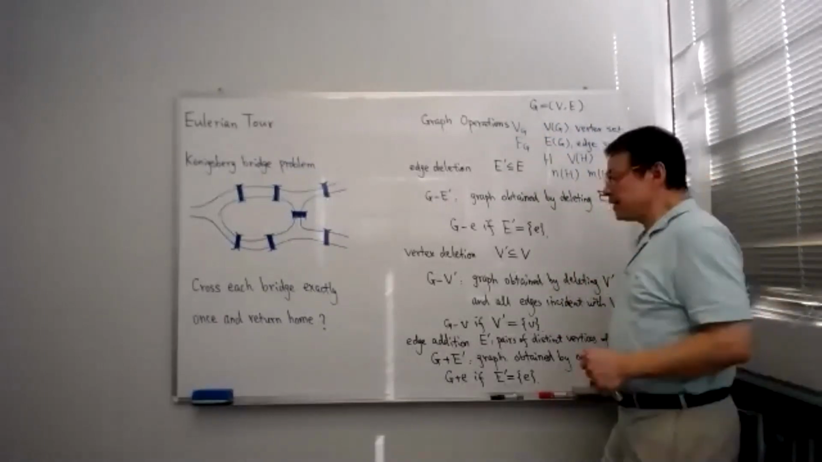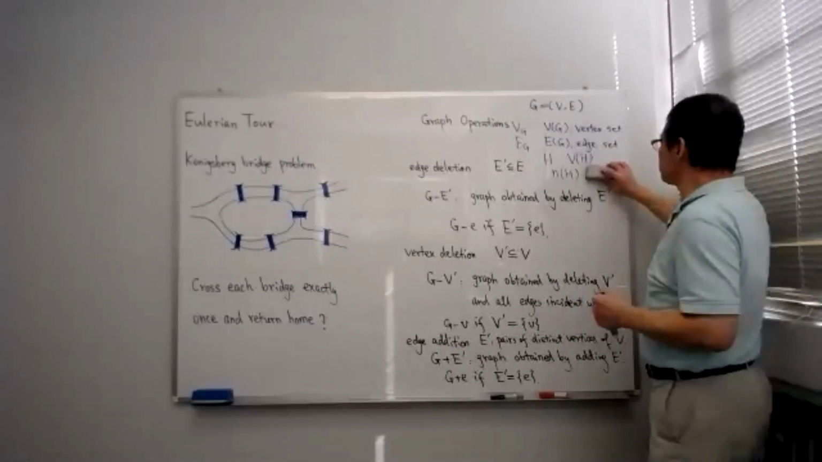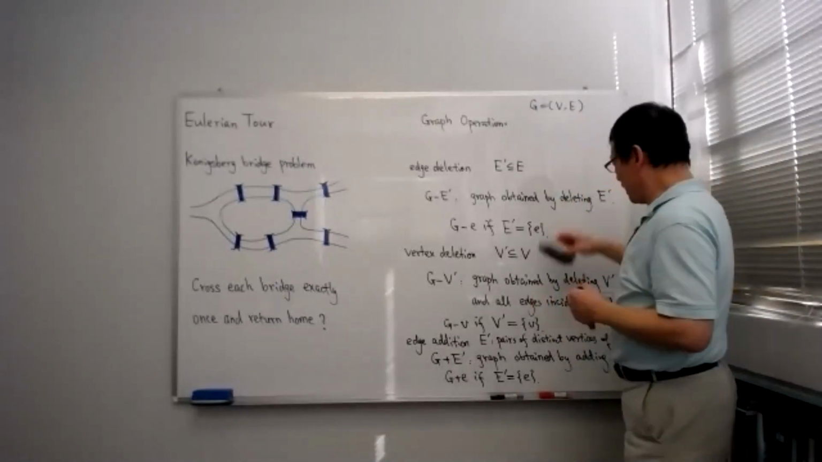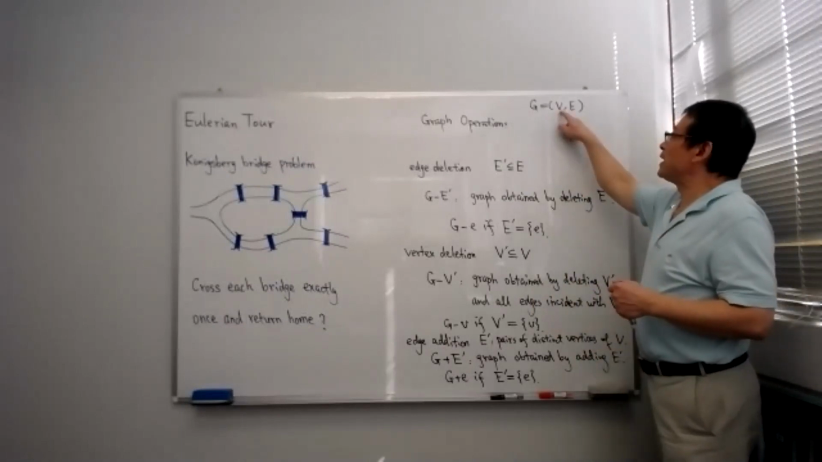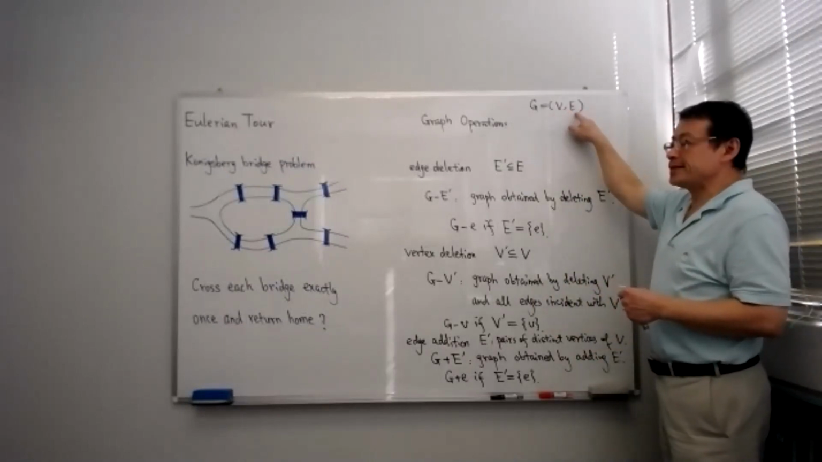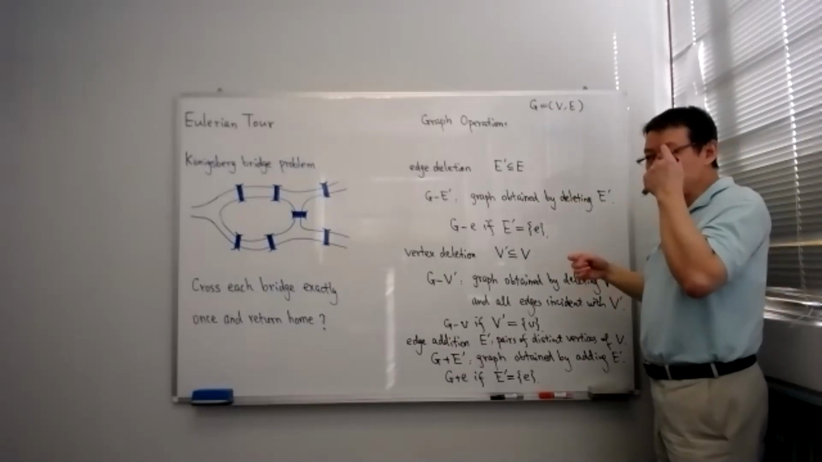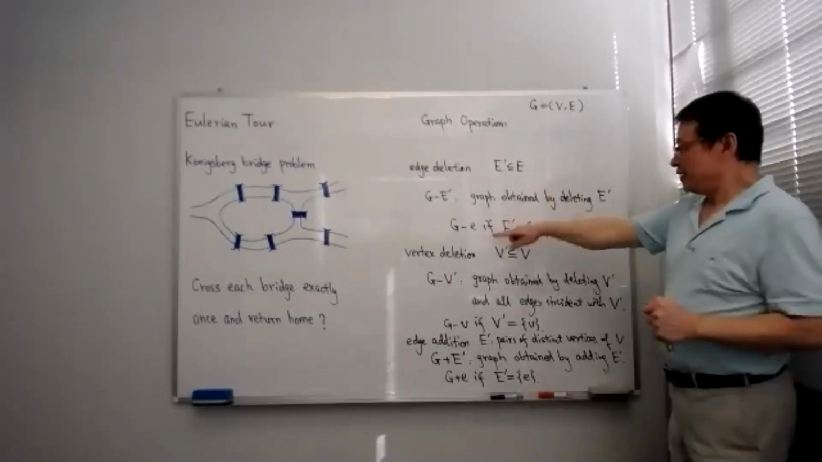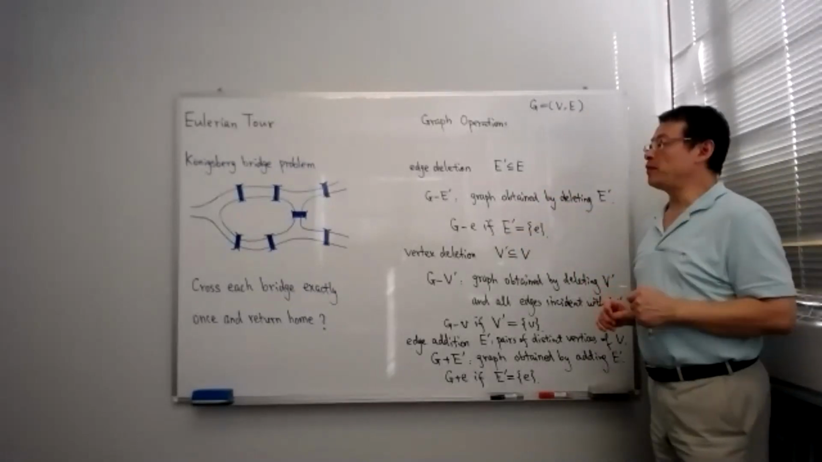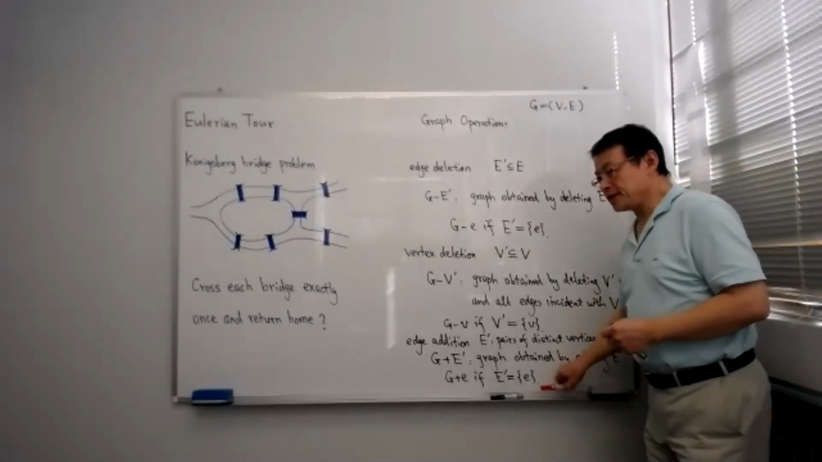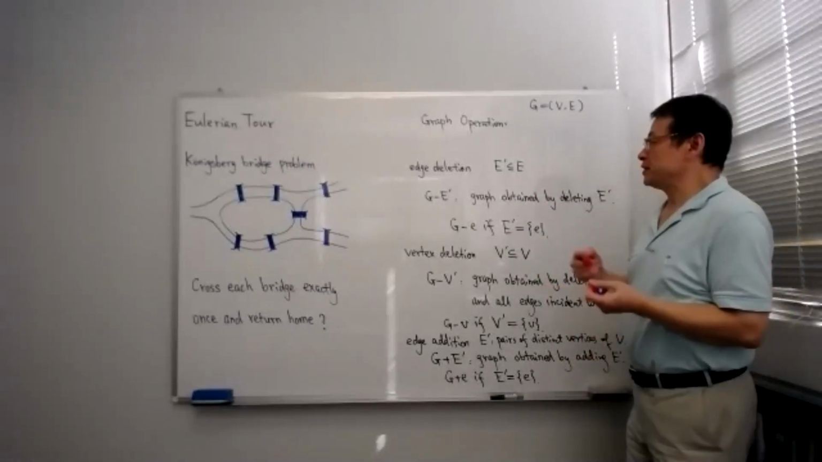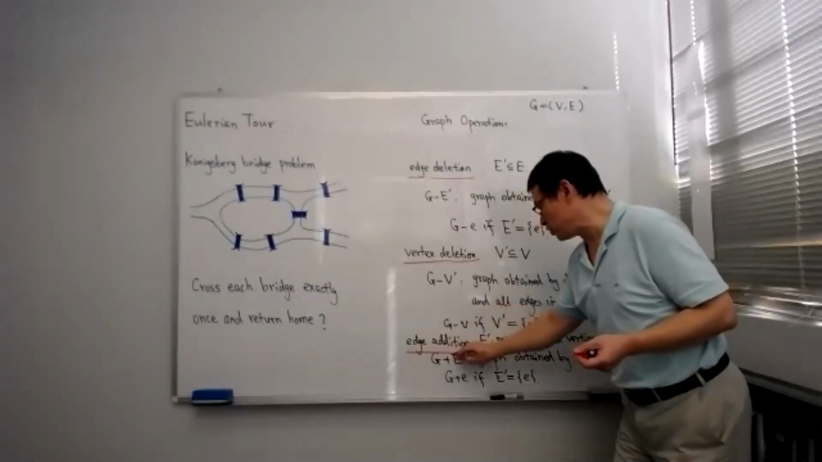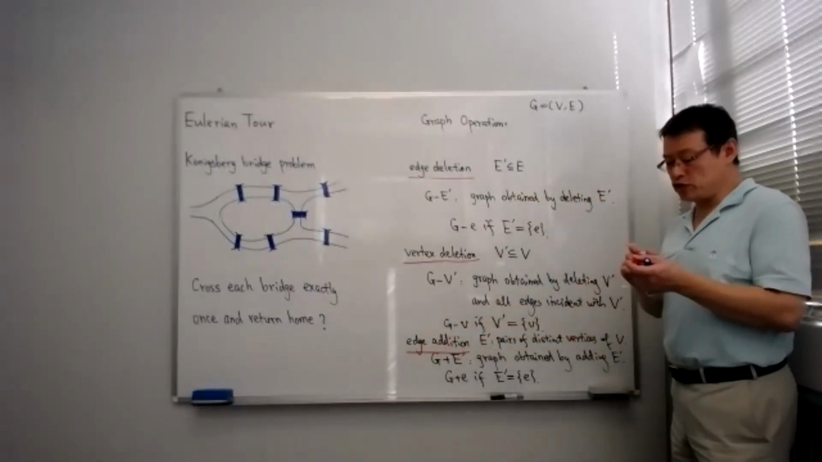Now there are some important operations on graphs. Because a graph contains two parts, the vertex set and the edge set, both of them are sets, so we can do operations on these two sets. Here I list three fundamental operations in terms of vertices and edges, namely edge deletion, vertex deletion, and edge addition.